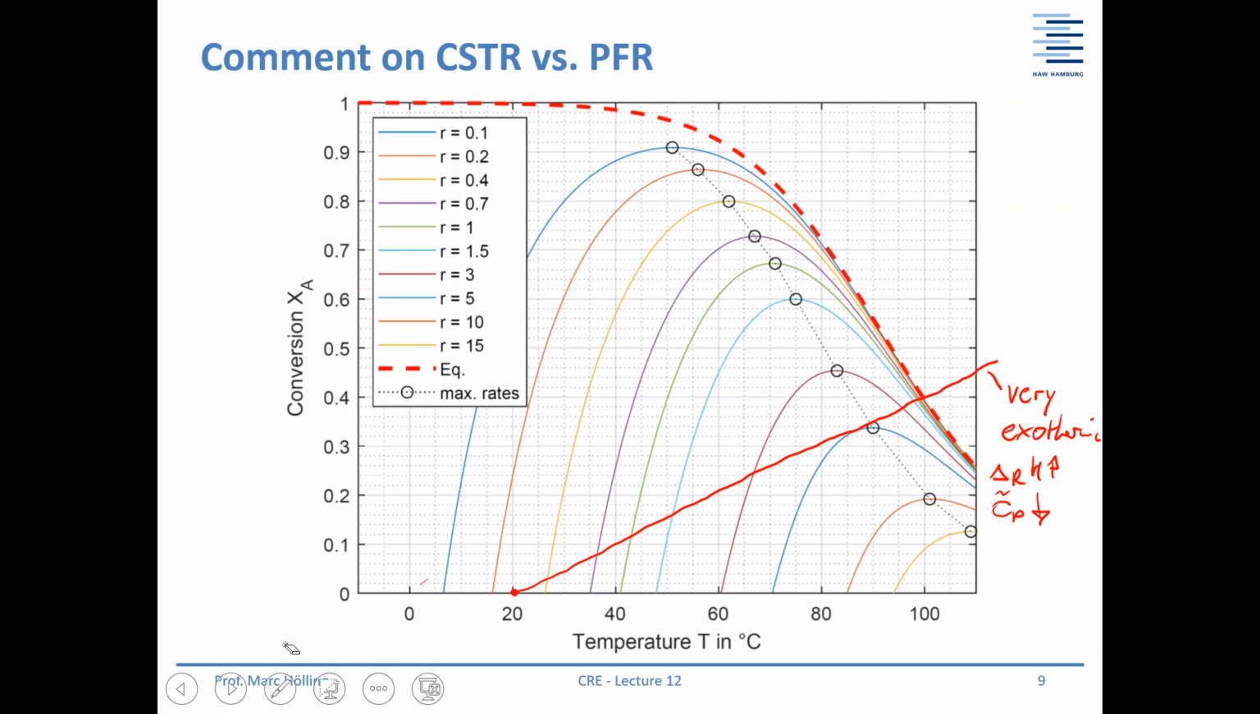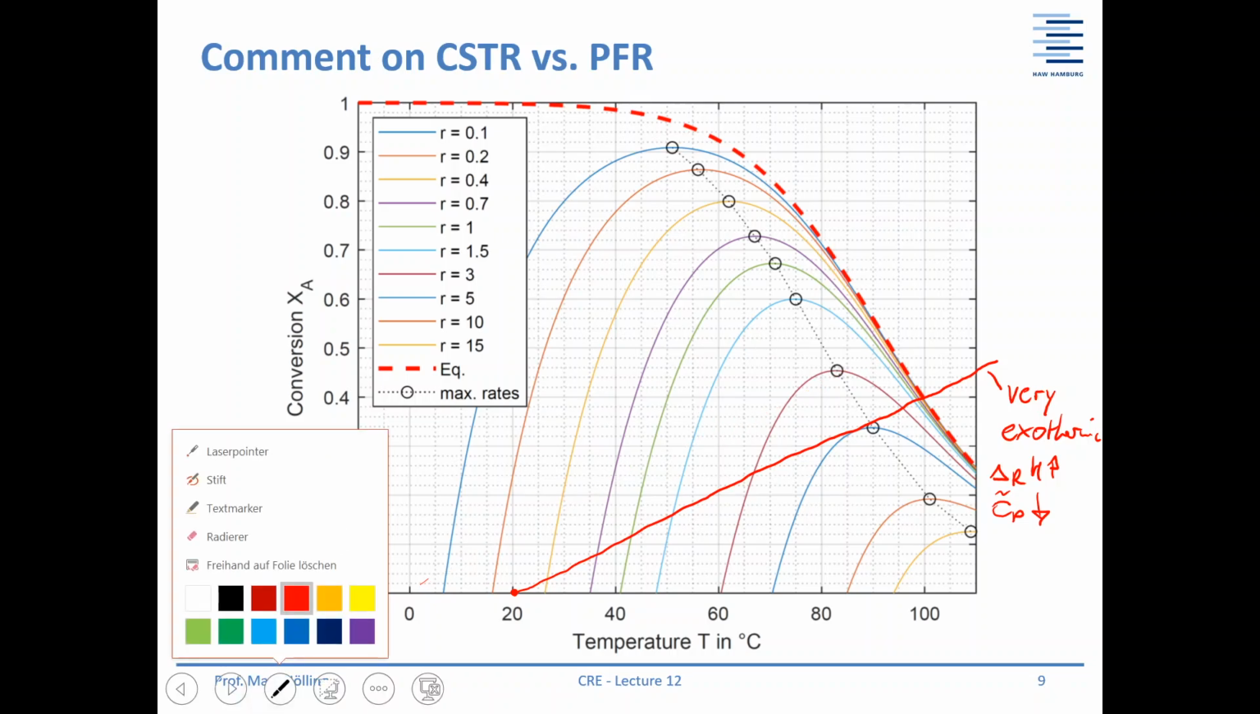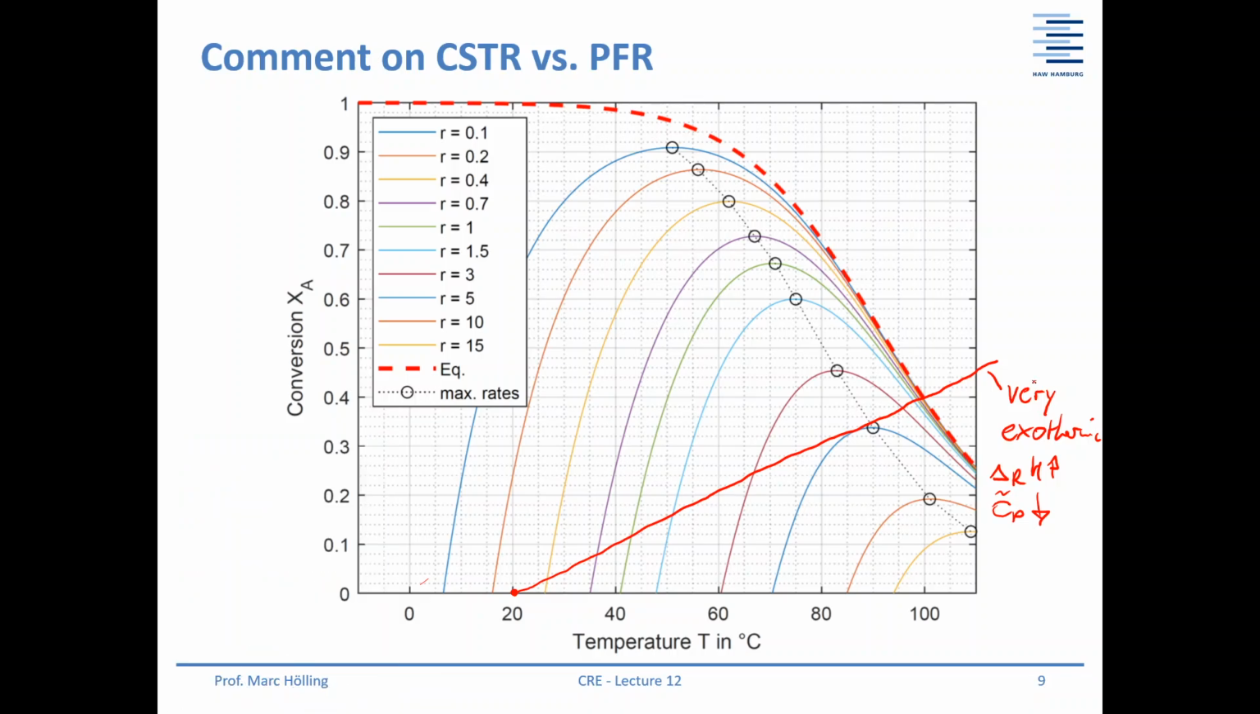Okay, the other case, what does it mean now? If you have a reaction that is very exothermic, this means a plug flow reactor is not such a very good choice. It's better then to use a continuously stirred tank reactor. So if you have this, then you can say choose CSTR.